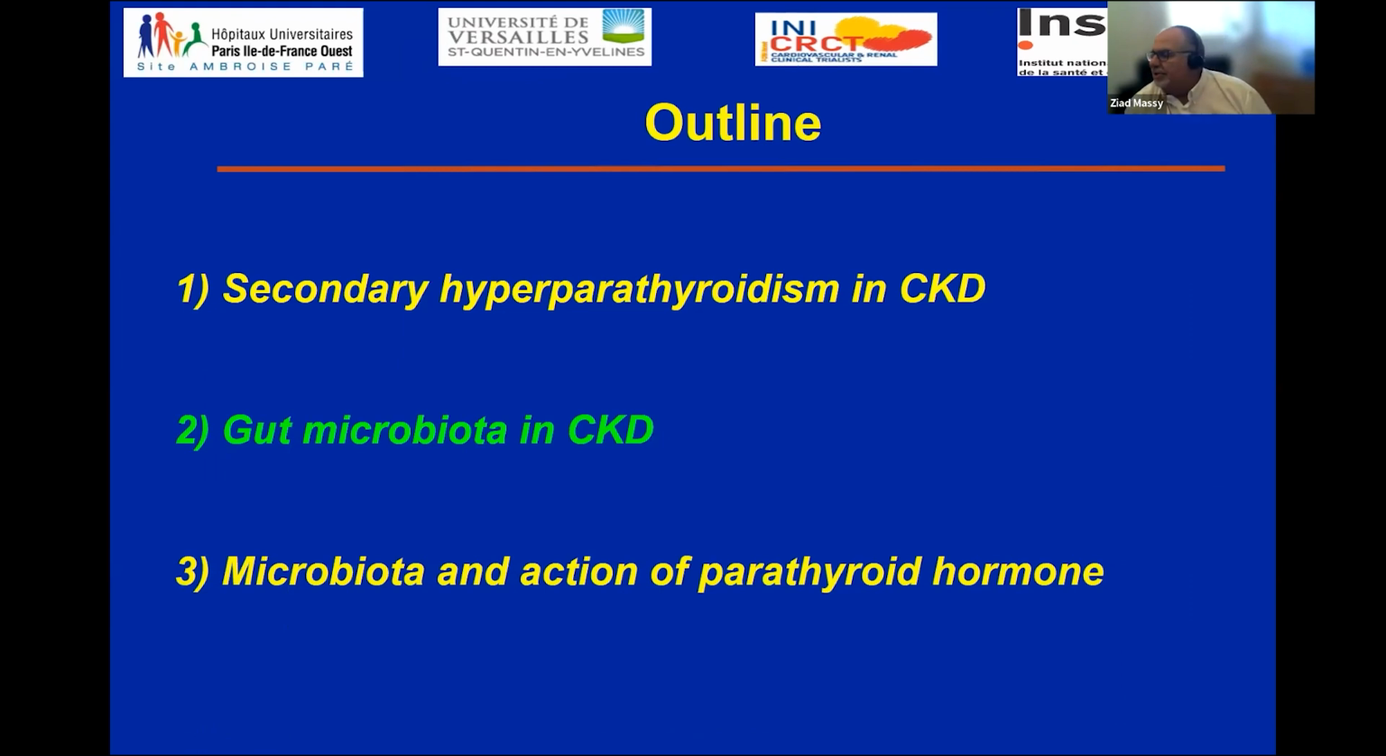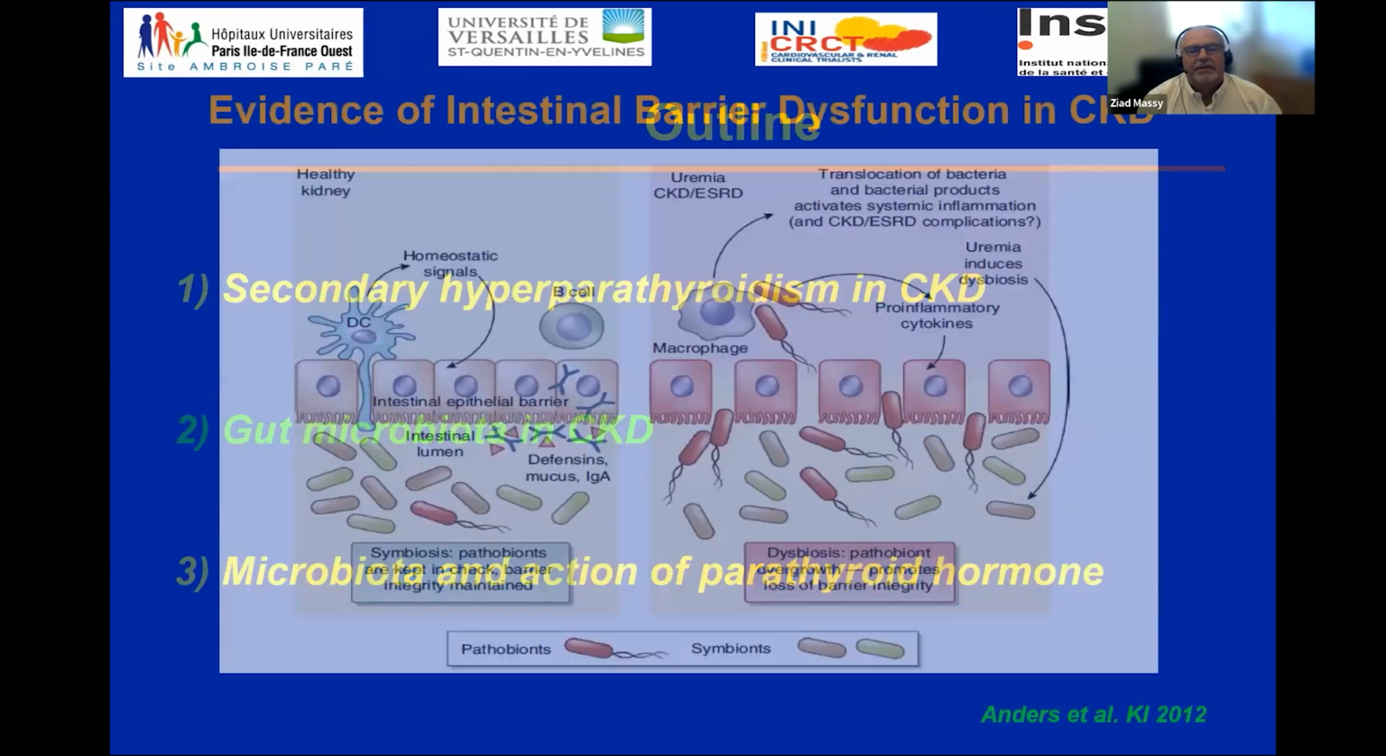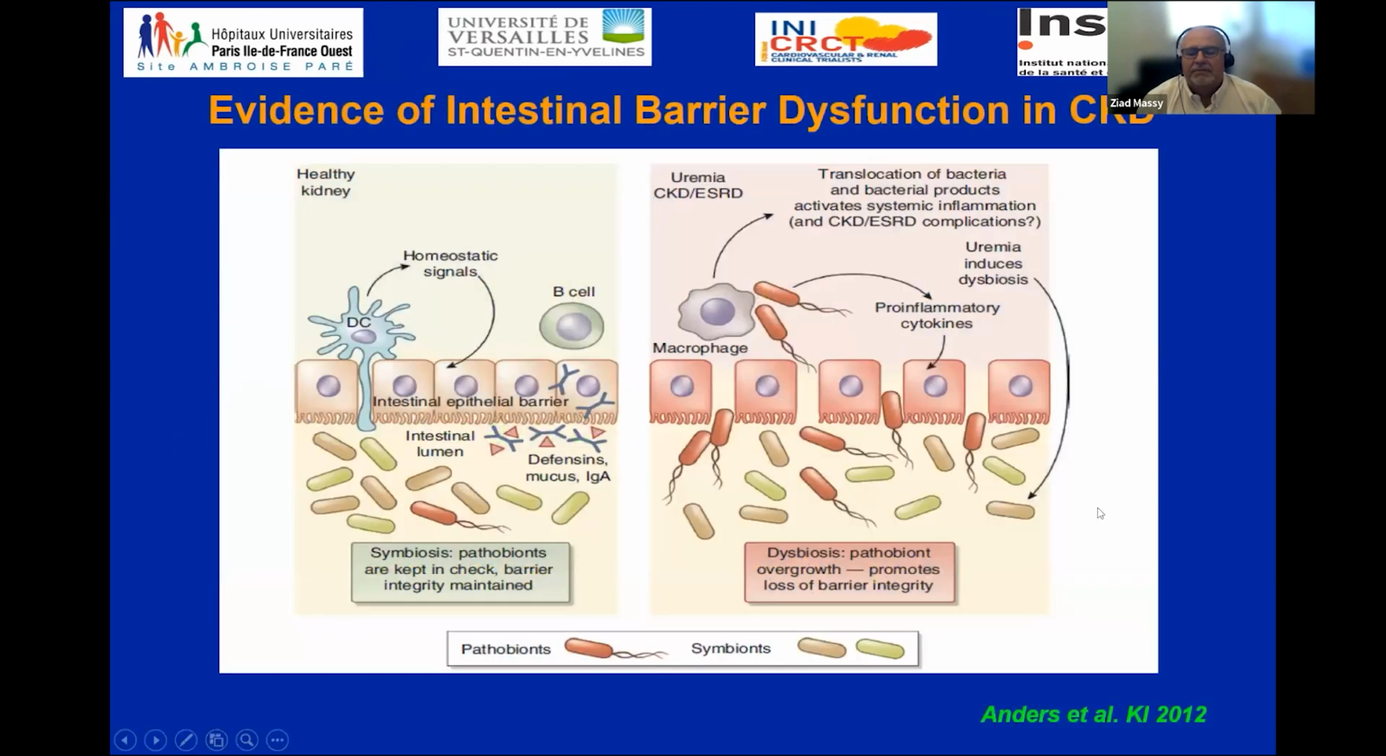What is the situation of microbiota in CKD? A few years ago, about 10 years ago, it was hypothesized that we have dysbiosis of this microbiota, and enlargement of the paracellular pathway in the intestinal barrier, allowing translocation of bacteria, bacterial products, and uremic toxins.